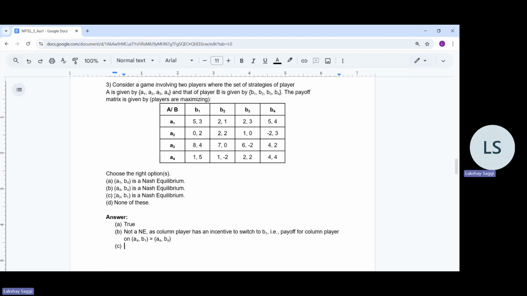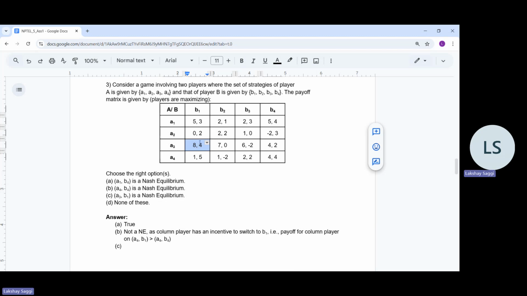Now we come to the C part, which says A3 comma B1 is a Nash equilibrium. Let's see if A3 comma B1 is a Nash equilibrium. Also note that it is not always necessary that it is deterministic. Okay, maybe we'll come to that later. So the statement is claiming that A3 comma B1 is a Nash equilibrium. So let's check here if it indeed is a Nash equilibrium.